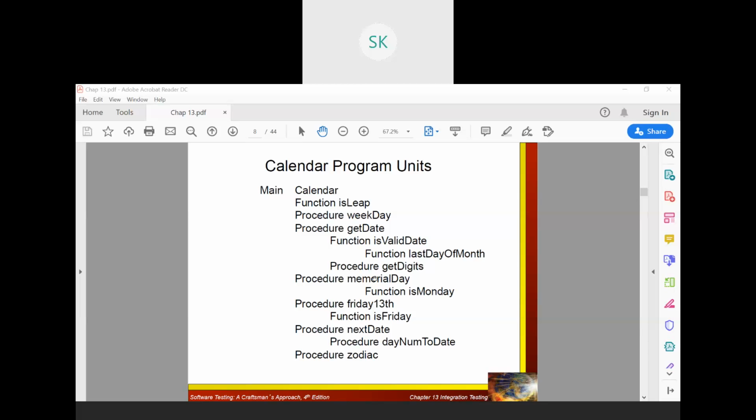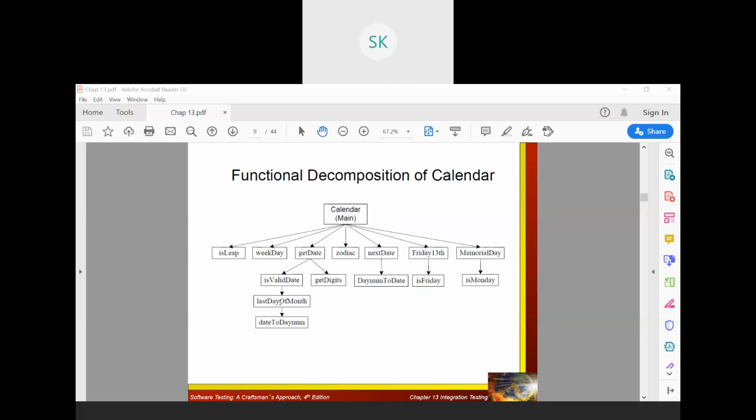Next, one more procedure has been given here: memorable day. With respect to memorable day, the function checks whether it is Monday or Tuesday or something like that. Next, the procedure for Friday the 13th: a function that checks whether it is a Friday the 13th date or not. Next, once the particular date has been given, it needs to give you the next date. Next is the procedure for zodiac: whichever zodiac sign is available for that particular day. For that, you need to write a function for zodiac sign. Okay, so this is how it will be available.